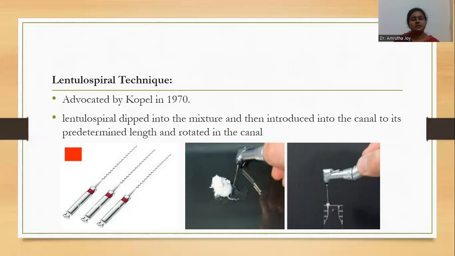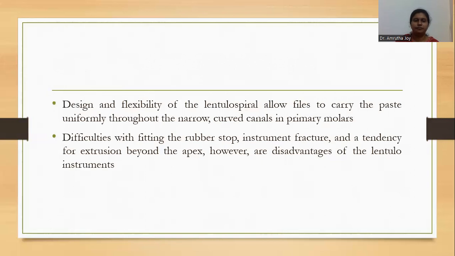Then another technique is using Lentulo spiral instruments. It was advocated by Koppel in 1970. That is, the Lentulo spiral file is dipped into the mixture of obturating material and then introduced into the canal to its working length and then rotated within the canal. This instrument is very flexible and it allows the file to carry the paste uniformly throughout narrow and curved canals.